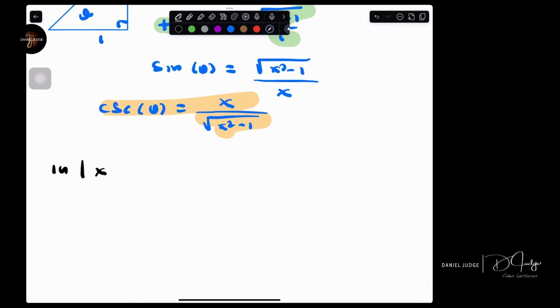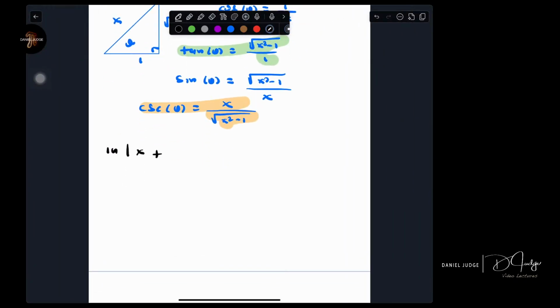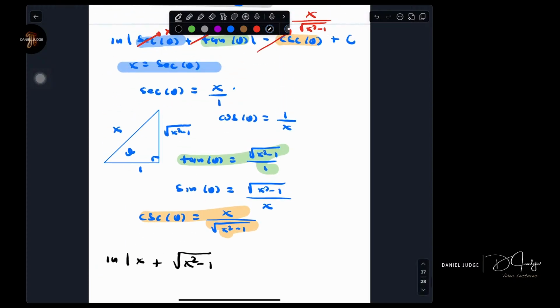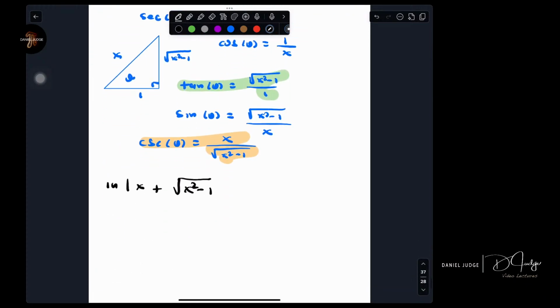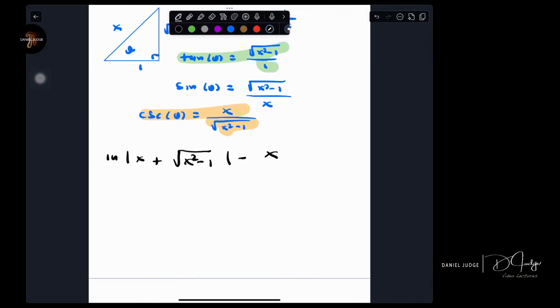So our final answer is natural log absolute value of x plus square root of x squared minus 1, minus x over square root of x squared minus 1, plus c.